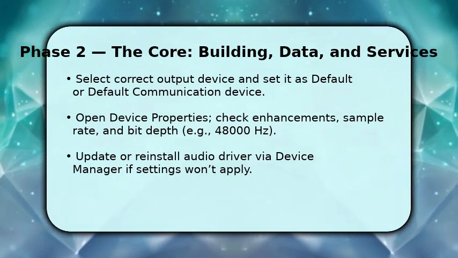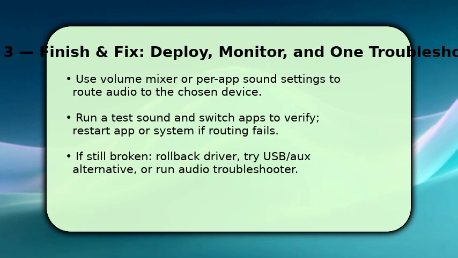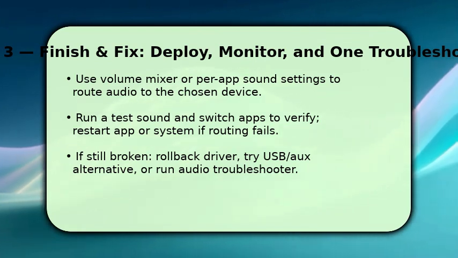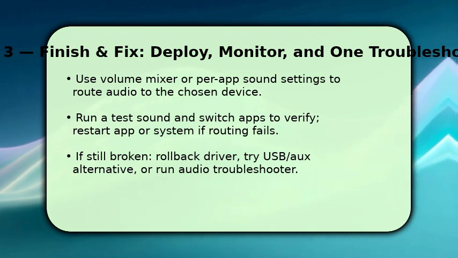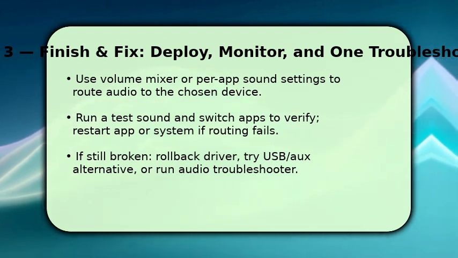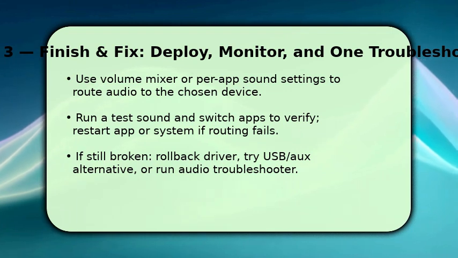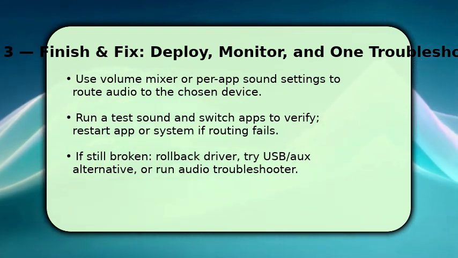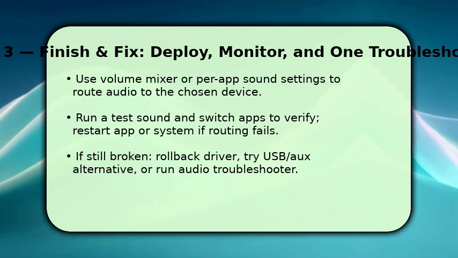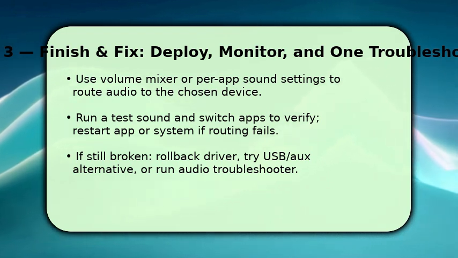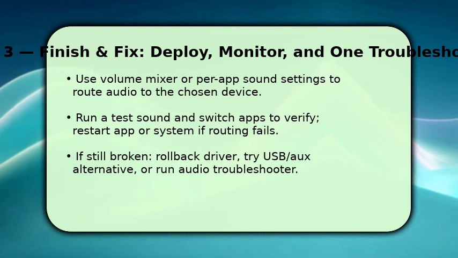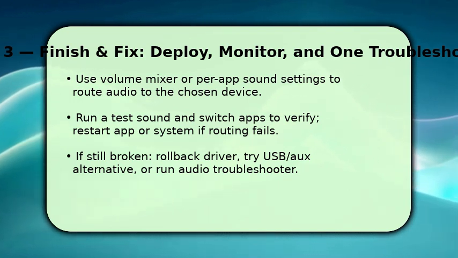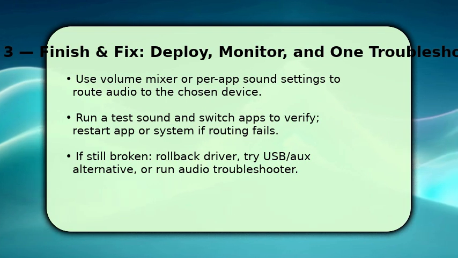Finally, you confirm app routing and run tests to complete the fix. Use the volume mixer or each app's sound settings to ensure audio goes to your chosen device, then play a test sound and switch apps while listening. Make sure to restart the app or reboot if routing doesn't apply immediately. If problems persist, roll back the driver or try a different connection like USB versus aux, and run the built-in audio troubleshooter. This single targeted step often reveals the persistent configuration or driver fault.